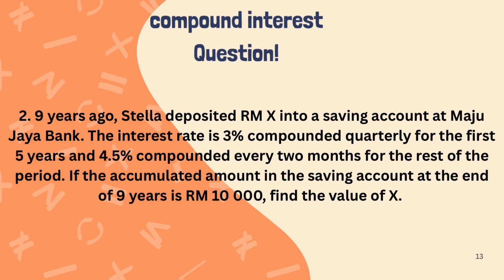And now, I'm going to explain question 2. It's also about compound interest, and I'm going to explain how I solved the question. 9 years ago, Stella deposited RMX into a saving account at Maju Jaya Bank. The interest rate is 3% compounded quarterly for the first 5 years and 4.5% compounded every 2 months for the rest of the period. If the accumulated amount in the saving account at the end of 9 years is 10,000 ringgit, find the value of X.